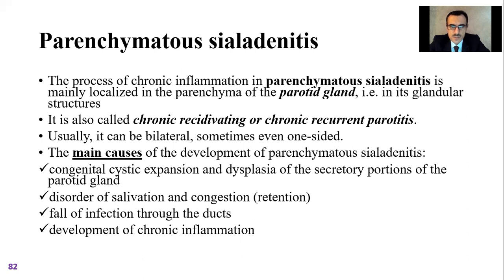The main causes of the development of parenchymatous sialadenitis are congenital cystic expansion and dysplasia of the secretory portion of the parotid gland, disorder of salivation and congestion, entry of infection through the ducts, and development of chronic inflammation.